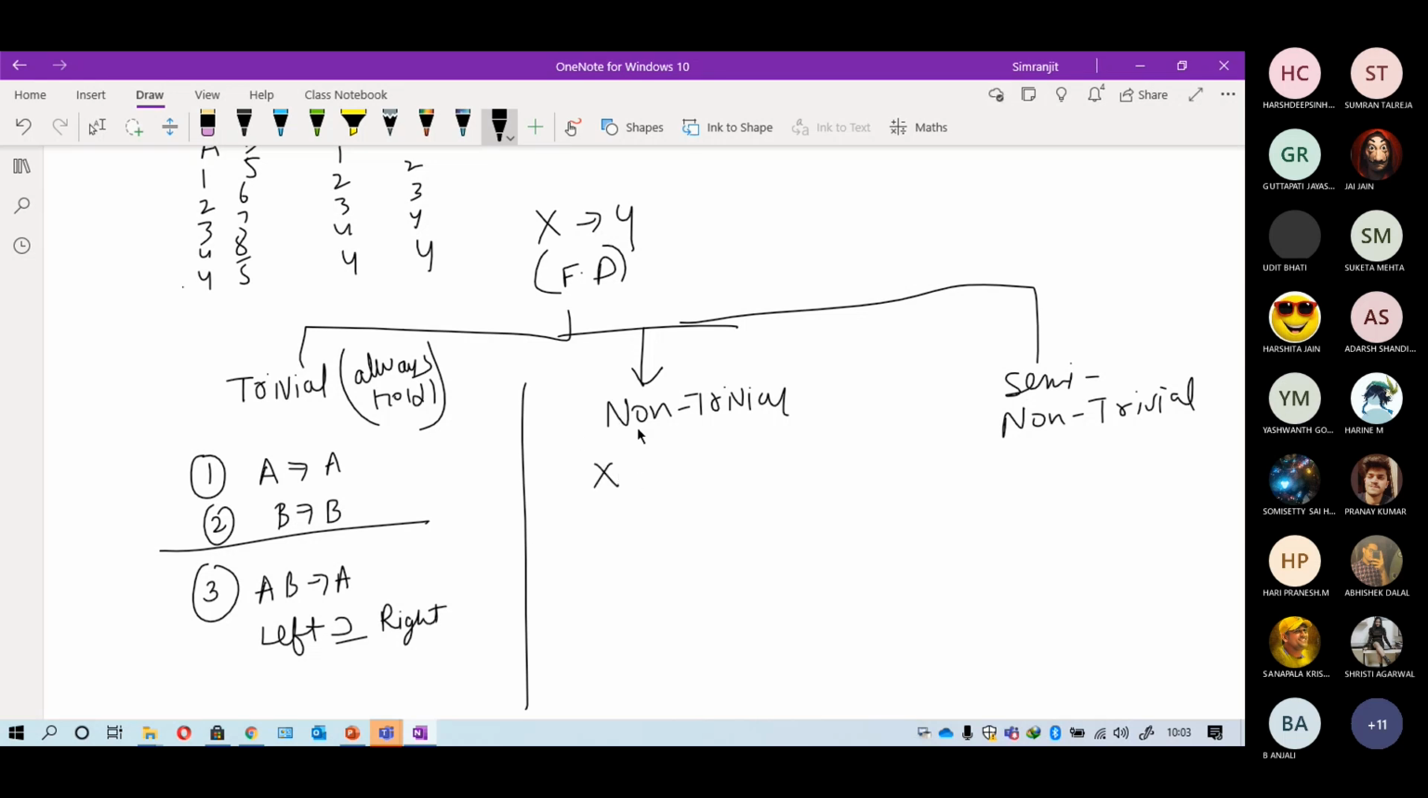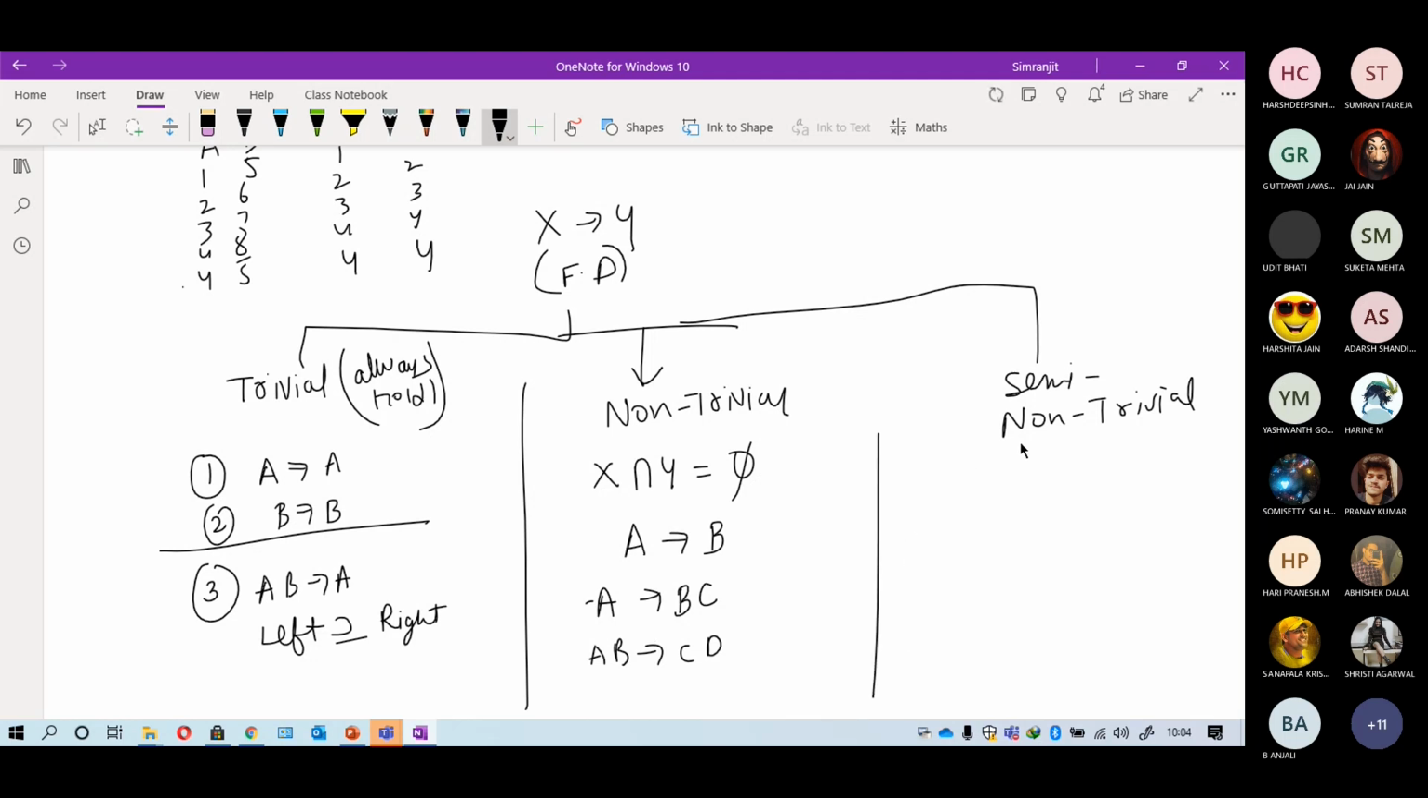It means that X intersection Y is equal to the empty set. There is nothing common between them. Here, if you're seeing, A is common, B is common, A is common in this one. Non-trivial means that there should not be anything common between the left hand side and the right hand side. So if A tends to B, there is nothing common between the left hand side and right hand side. A tends to BC, there is nothing common. AB tends to CD, there is nothing common between the left hand side and the right hand side. You get my point? Simple, as simple as that.